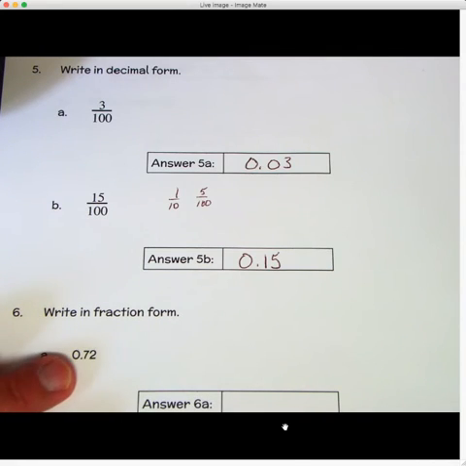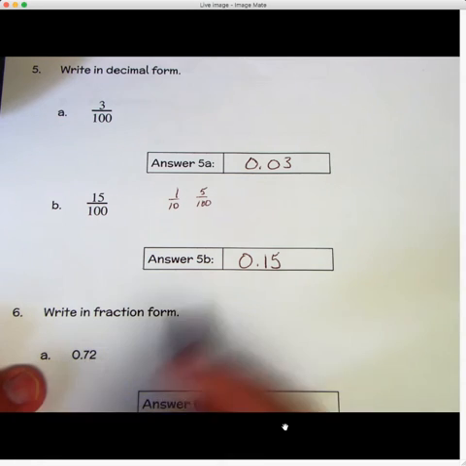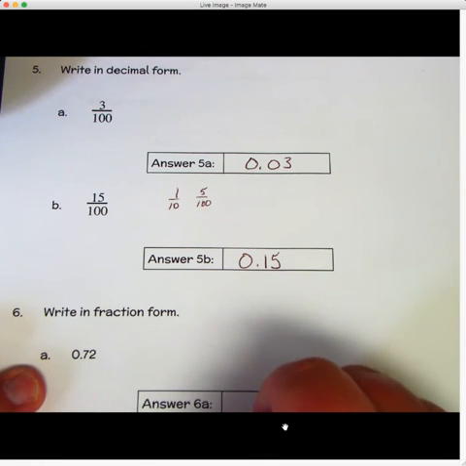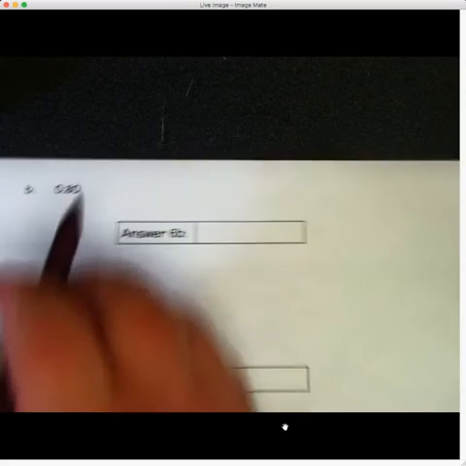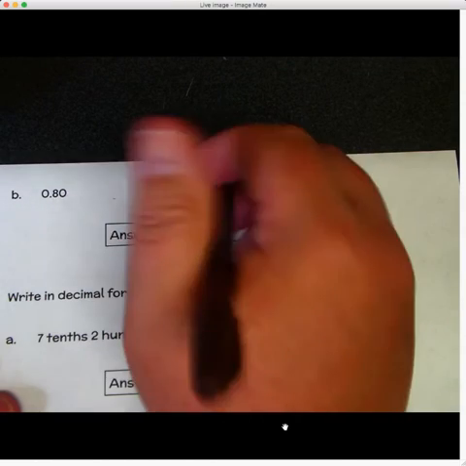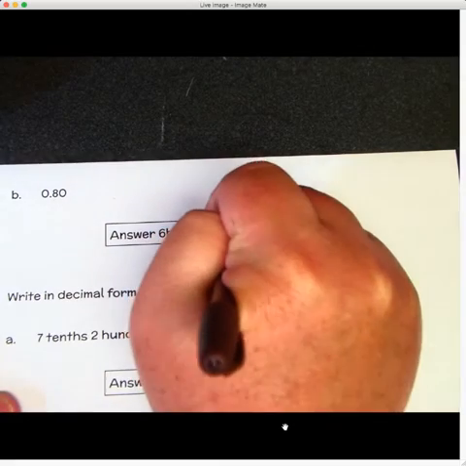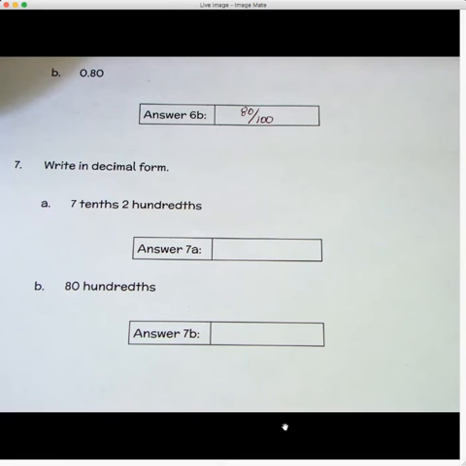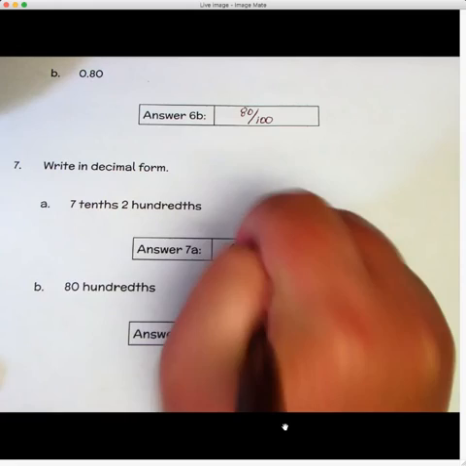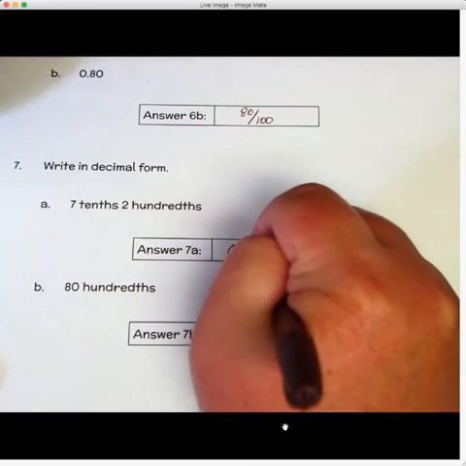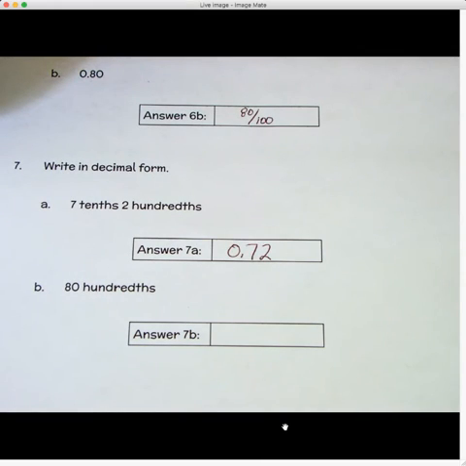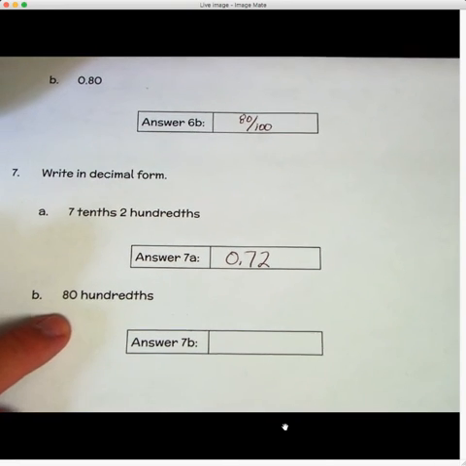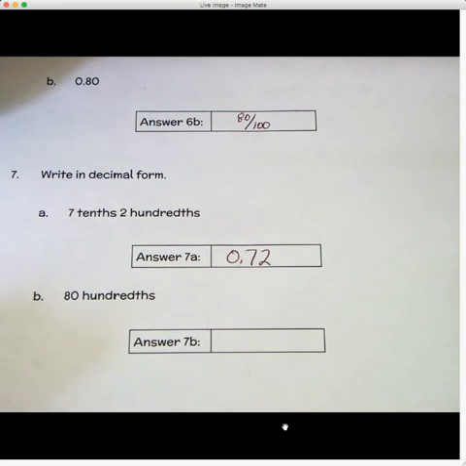Fraction form now. What does this say? 72 hundredths. Writing this in fraction form, this is 80 hundredths. 2 more. Write in decimal form. We have 7/10 and 2 hundredths. Put a 7 in the tenths place and a 2 in the hundredths place. 80 hundredths, well, that's the same thing as that right there, isn't it? 80 hundredths would be 80 hundredths.